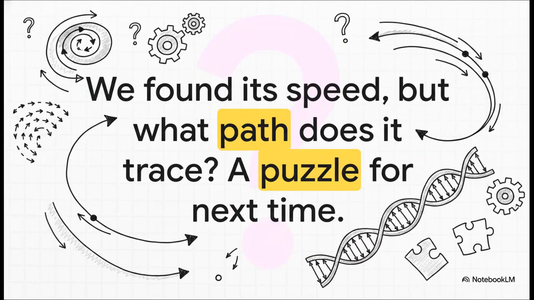You know, we figured out so much about this particle. We know how its speed changes, we know how far it goes, but here's one last question to chew on. What does the path it traces actually look like? What shape does it draw in that plane? It turns out to be a really beautiful and famous curve in physics. But what is it? Well, that's a puzzle for next time.